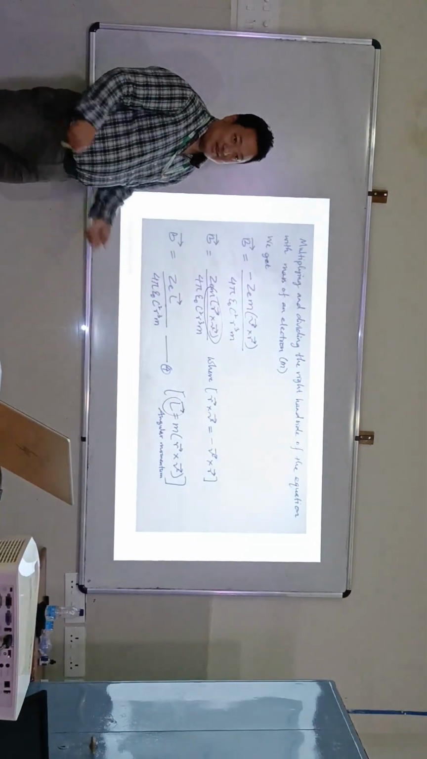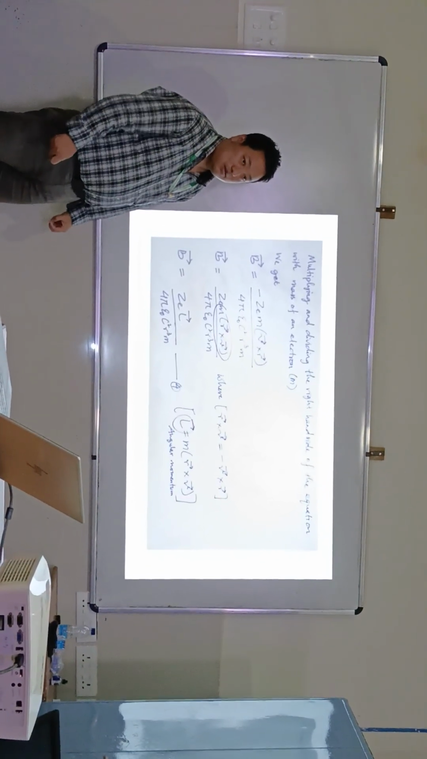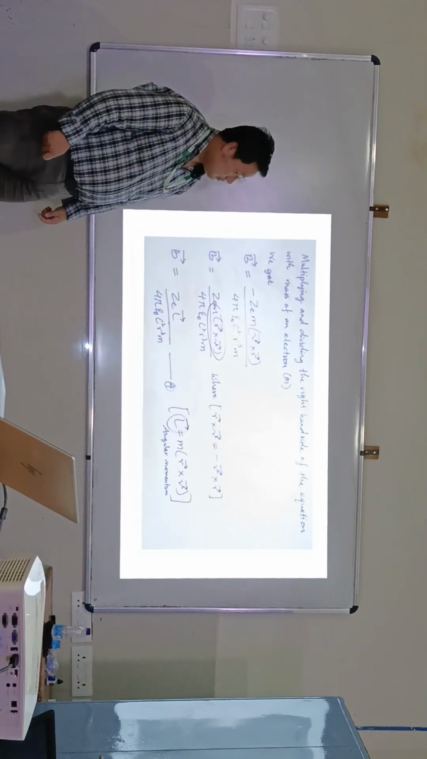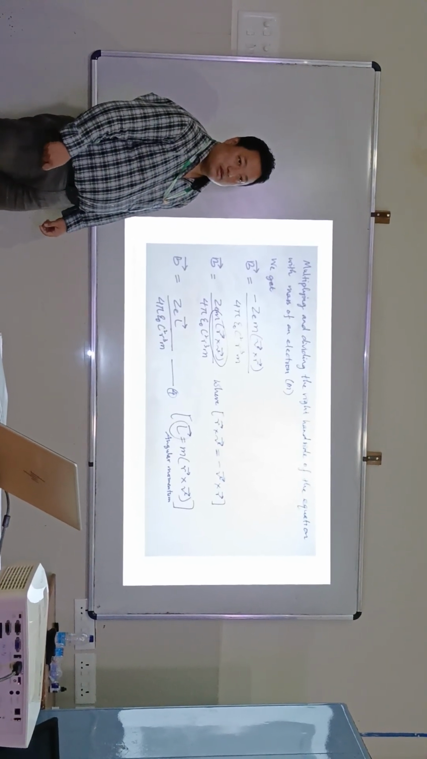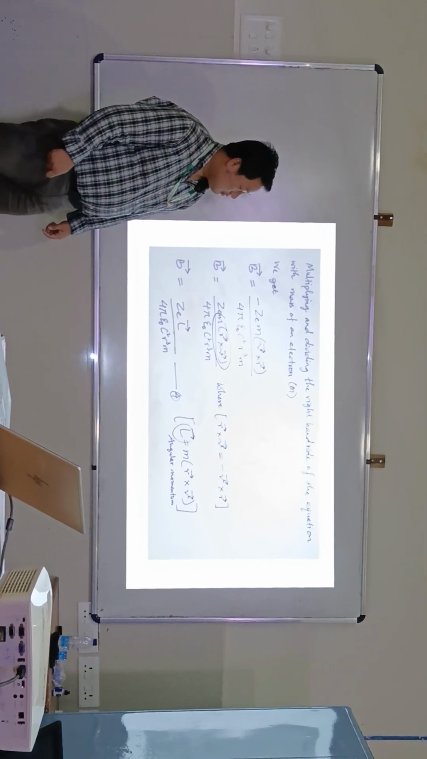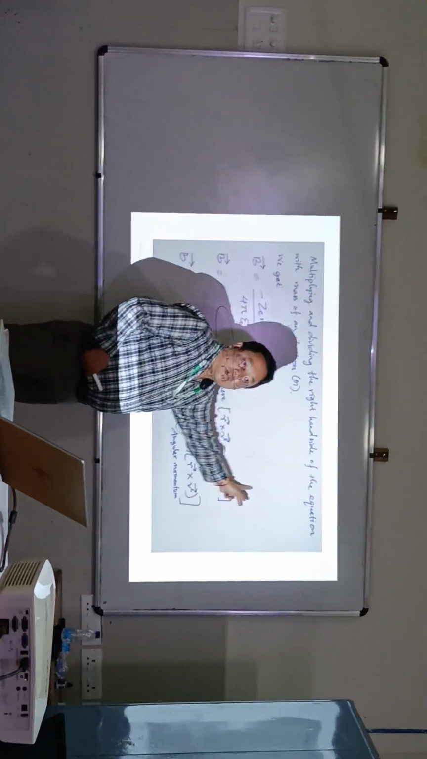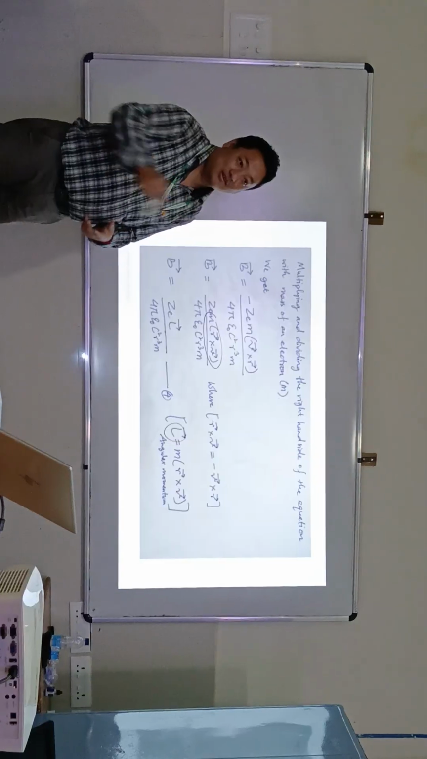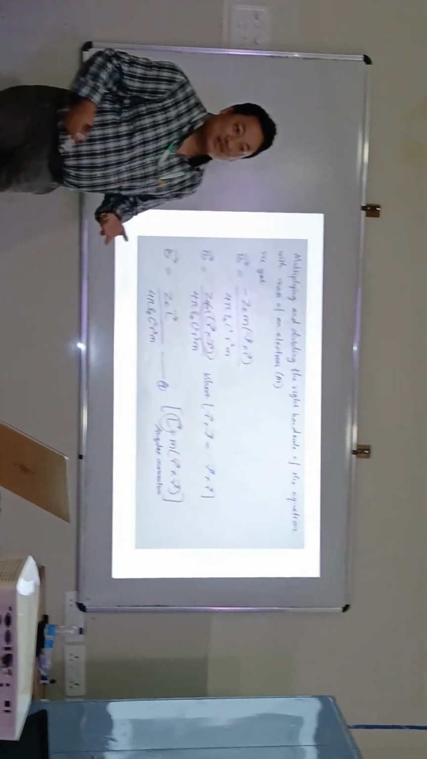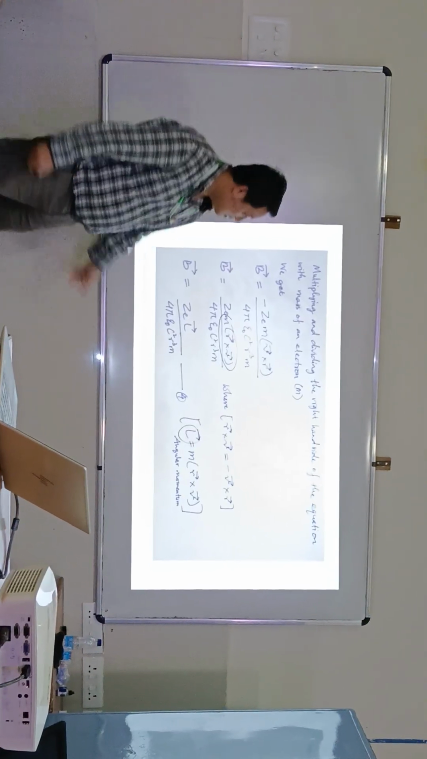Okay, and angular momentum is mass into velocity, right? R is also there. Angular momentum is L equal to mvr. Momentum is mass into velocity, but this is angular momentum, so r will be there. Yes, you are correct.